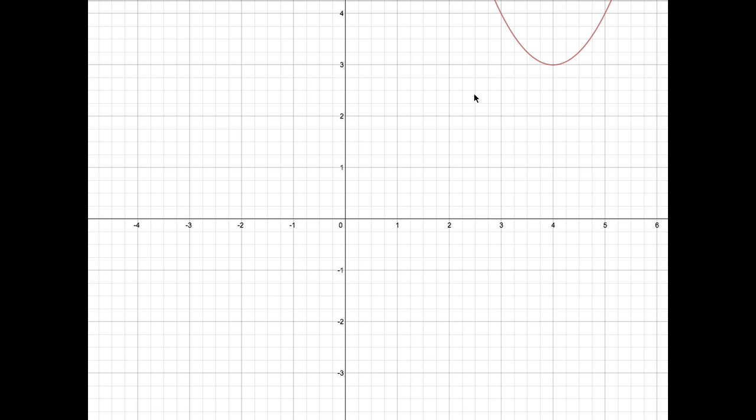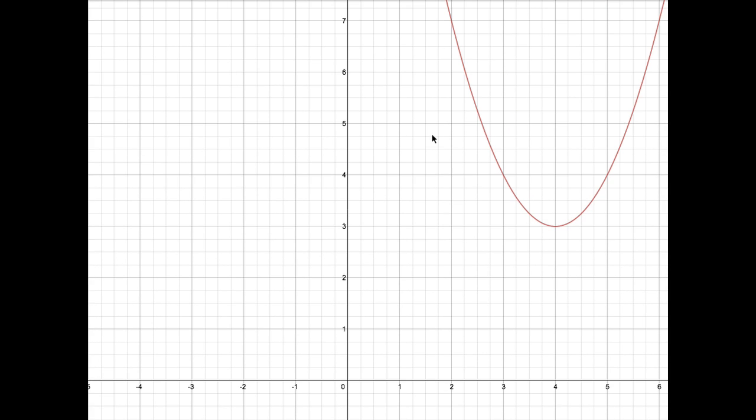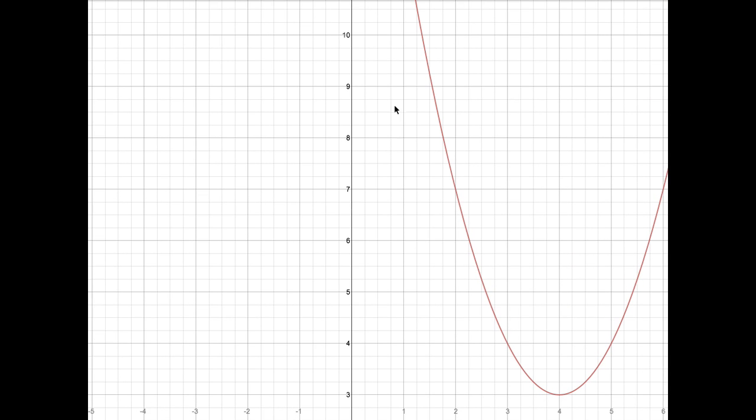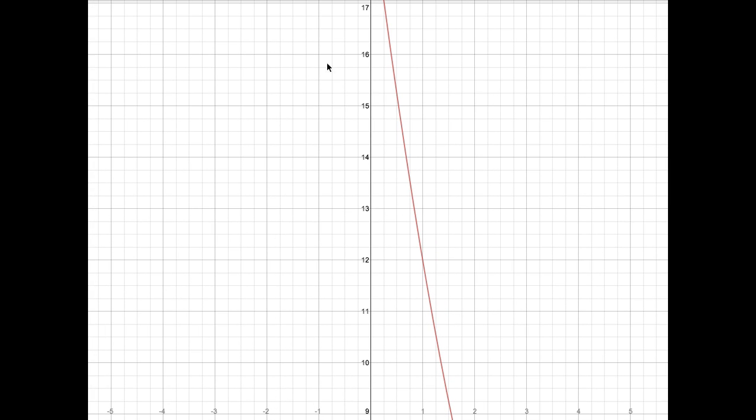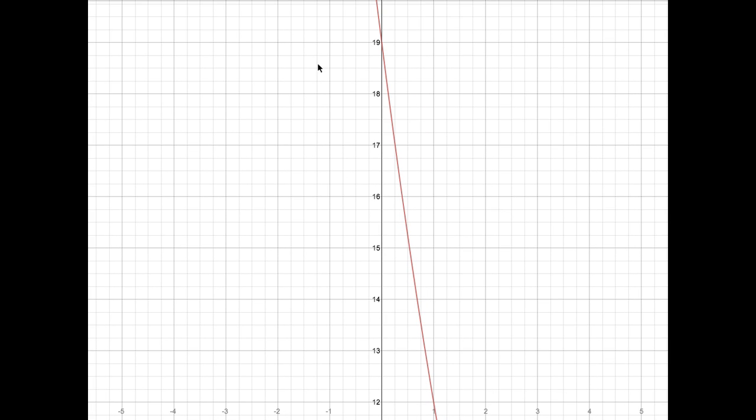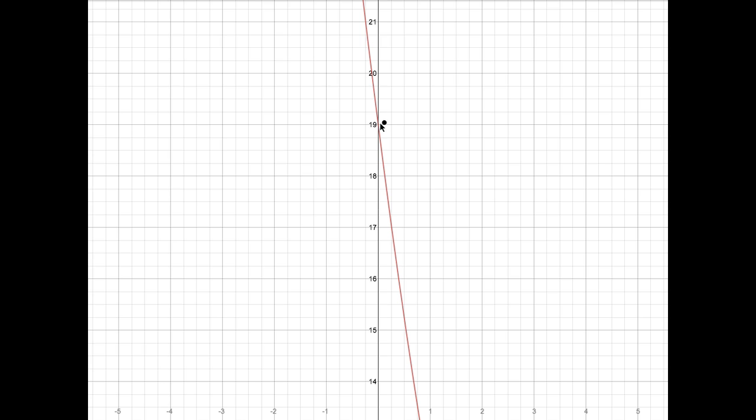Now we can just check that it does cross the y-axis at 19. I have to drag this down a bit to see it, and there you have it. The y-intercept is (0, 19).